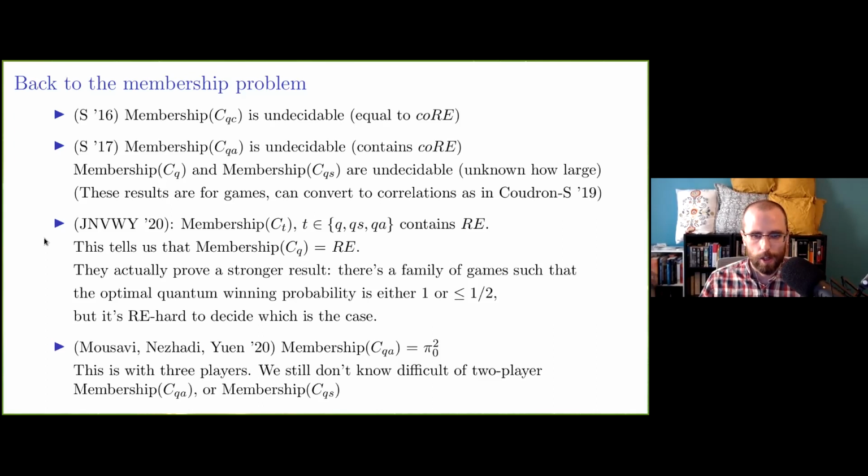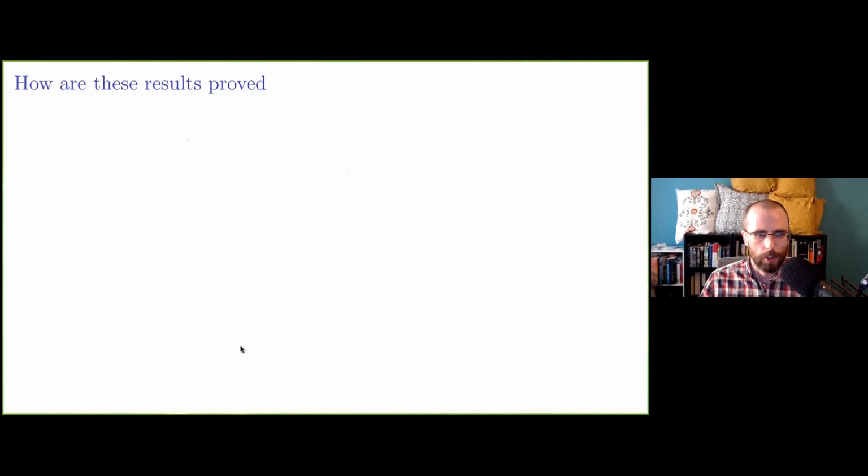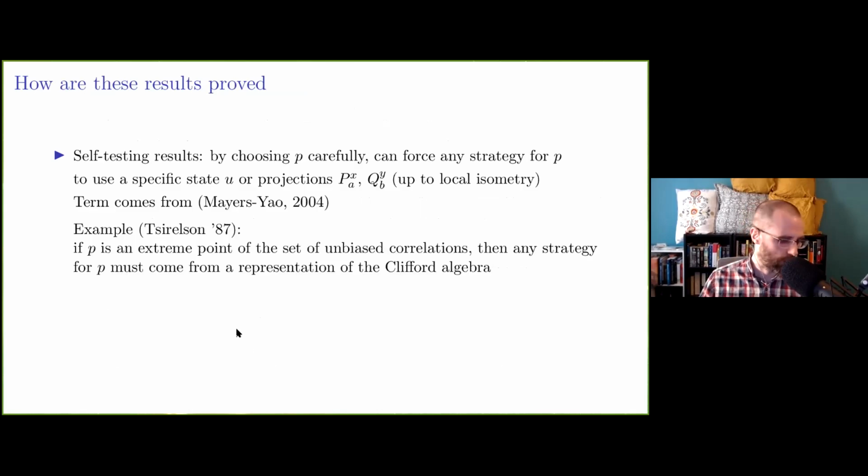Okay. And I'll say just about this, that work in this area has actually been continuing. If you look at the membership problem for CQA, you can actually show that it's larger than both RE and co-RE. Okay, so I'm going to just skip over this. I don't want to take up too much time here.